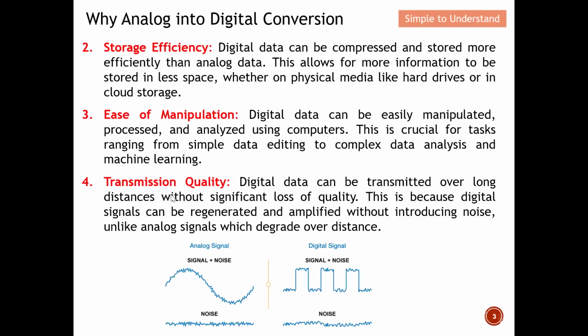Next, on the transmission quality, digital data can be transmitted over longer distances without significant loss of quality. This is because a digital signal can be regenerated and amplified without introducing noise, unlike an analog signal, which can be degraded over distance. Let me explain this. For example, this is an analog signal. If we send it over a long range, you can imagine the signal becomes smaller and smaller, and there's no way that we can amplify it to regenerate the original signal.